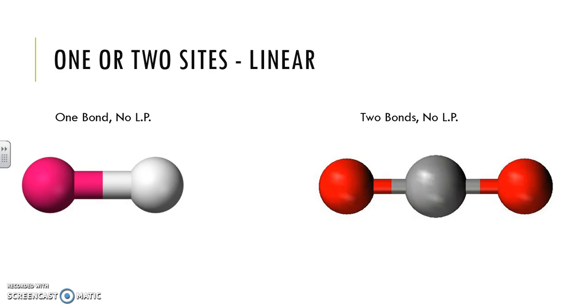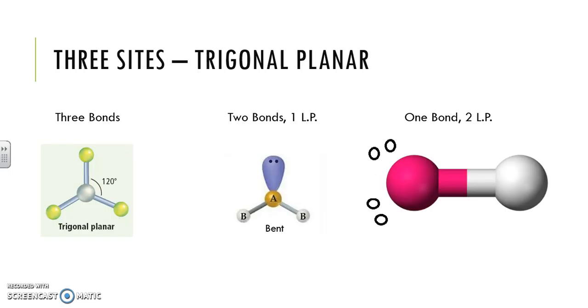Next up is going to be three bonds, or three areas of density. The shape is called trigonal planar. So if you can imagine arranging these three areas of electron density as far apart in 3D space as you can, that would be basically 120 degrees apart. And if you look at the bonds that are present, it's going to determine the name of the shape. So if you can actually see all three bonds because you have three atoms around the center nucleus, then that's going to be called trigonal planar.